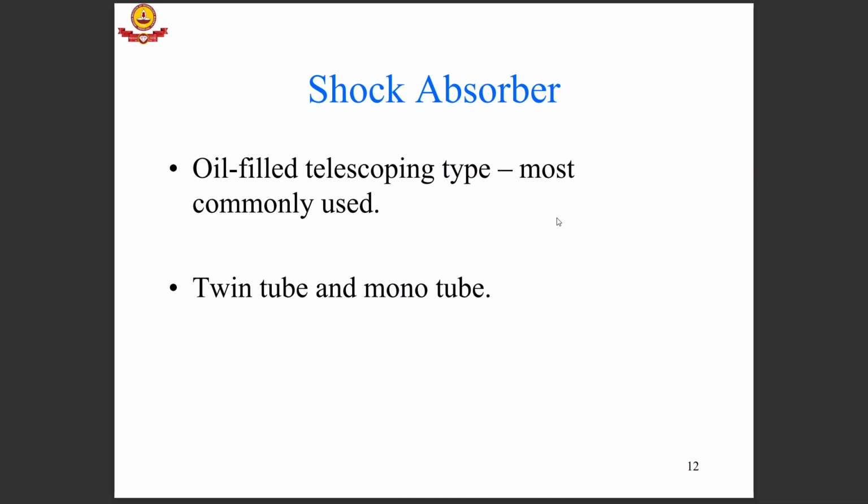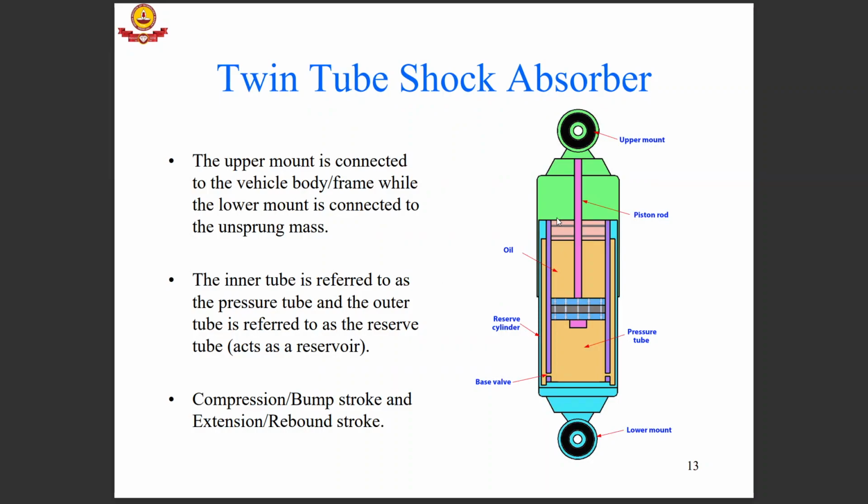Now coming to the shock absorbers, these are oil filled telescoping types. They are commonly used. There are twin tubes and monotubes. So let's look at a twin tube shock absorber. There is an upper mount which is connected to the vehicle body and a lower mount which is connected to the unsprung mass. There is a piston rod which moves in a pressure tube which is filled with oil. So what we have here are some discs with holes in it.